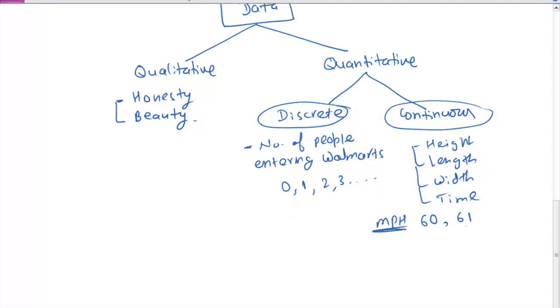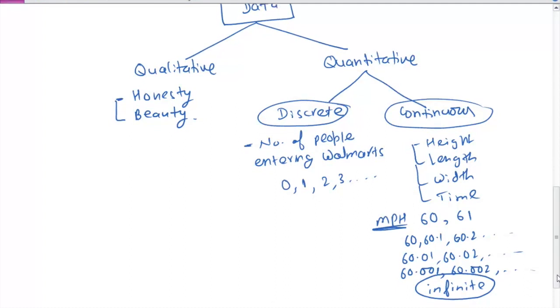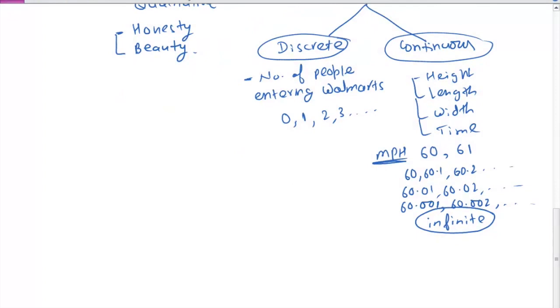So initially it may look only one value, but if you have a measuring instrument which can measure up to 1 decimal, then you could get values like 60, 60.1, 60.2, and so on. If you have a measuring instrument which can measure up to second decimal, you could have values like 60.01, 60.02, and you can have hundreds of values. Similarly, depending on how accurate your measuring instrument is, you can get up to third decimal and so on. So theoretically, between any two numbers, you can have infinite values. So that is one property of continuous type of variable, that between two numbers, theoretically you could get infinite number of values.